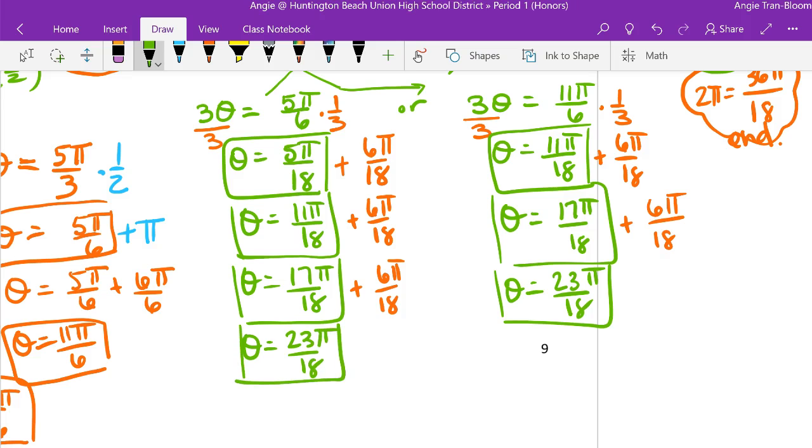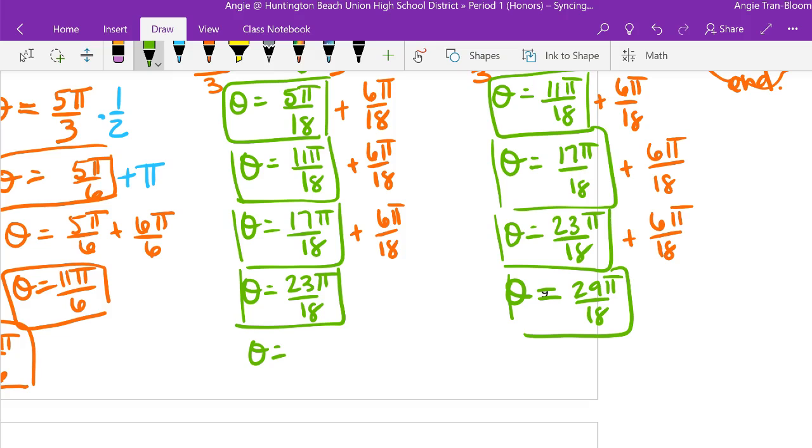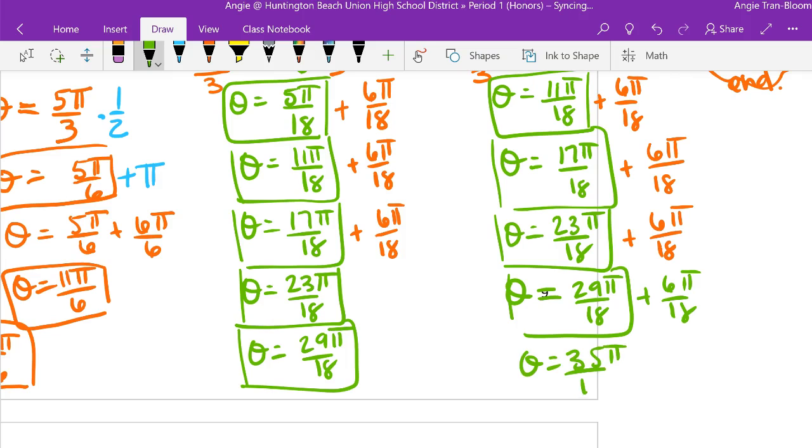Okay. And now to the right, keep on adding a full period. So theta equals 29 pi over 18. As you get the pattern, if I add 6 pi over 18, I now have 29 pi over 18. Do you see something funny at all? I hope you are. Plus 6 pi over 18 some more. So theta equals 35 pi over 18. Oh man, okay. 35 pi over 18 is the closest that you're going to go without going over.